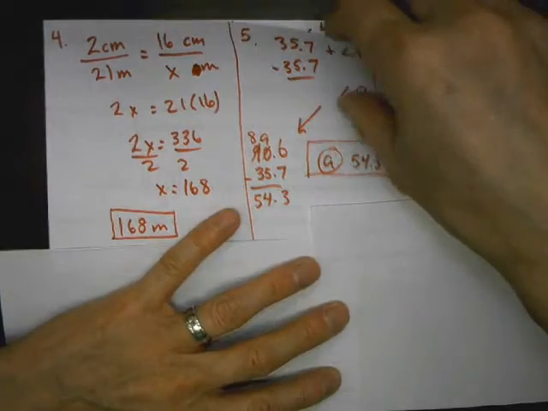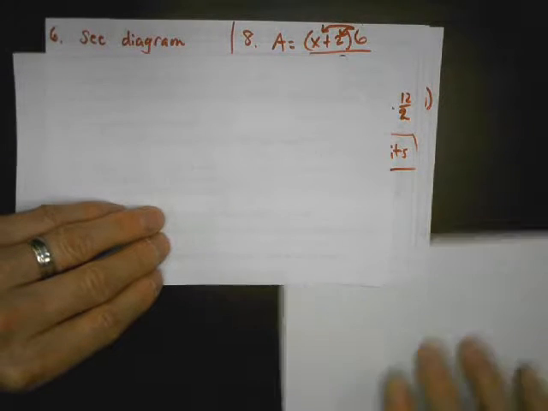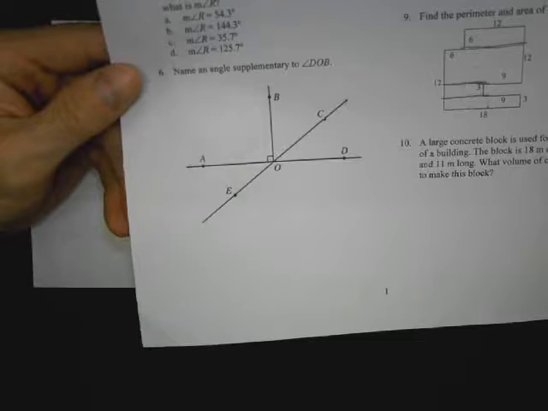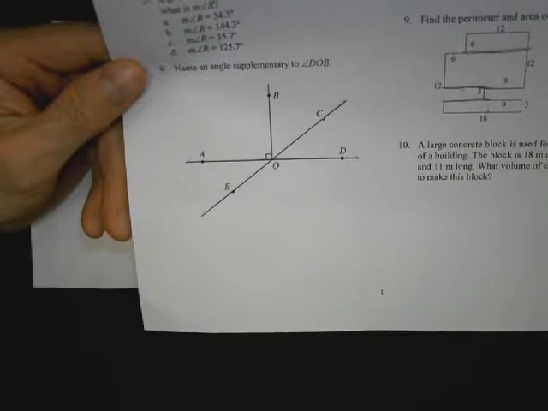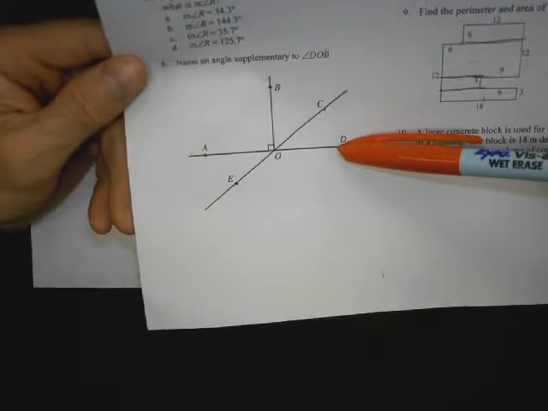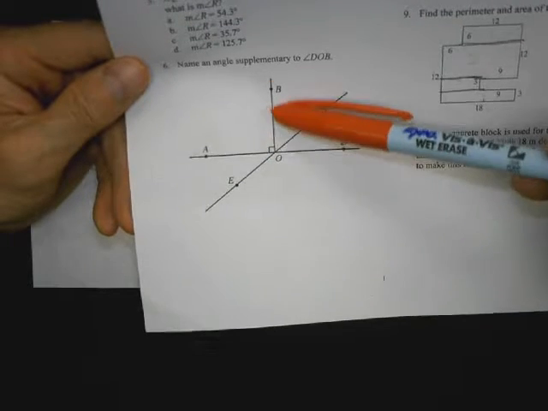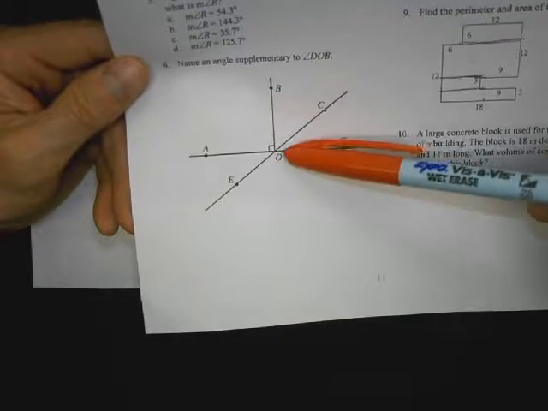So next problem, number 6. You have a diagram to look at. So they say, name the angle that's supplementary to angle DOB. Well, for angle DOB, I start at D, then I go to O, then I go to B. So that's this angle right here.